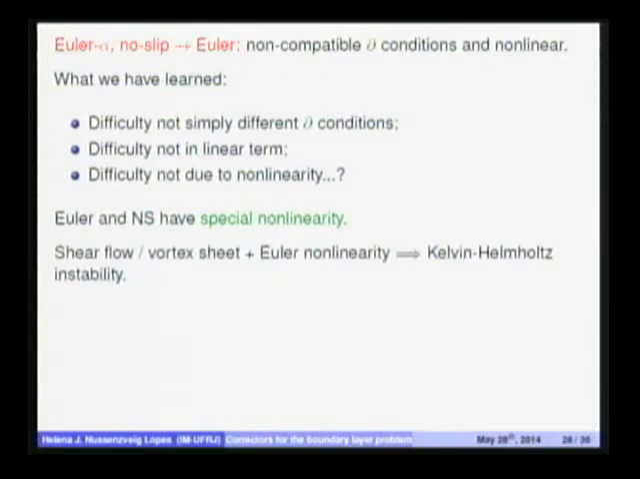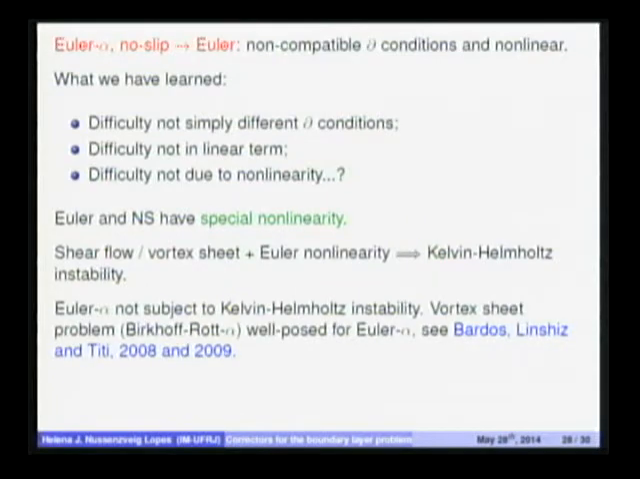For both Euler and Navier-Stokes, the shear flow, or if you want vortex sheets, plus the nonlinearity give you Kelvin-Helmholtz instability. You do the linear stability analysis, and you get these exponentially growing modes. Euler alpha is not subject to the Kelvin-Helmholtz instability. You do the linear stability analysis, and you don't get the explosion of the higher modes. In fact, the vortex sheet problem is completely well posed for the Euler alpha. This was proved by Bardos, Linshiz, and Titi, and by Claude, Jasmine, and Idris in a couple of papers in 2008 and 2009, where they also did the linear stability analysis for the Euler alpha equations.